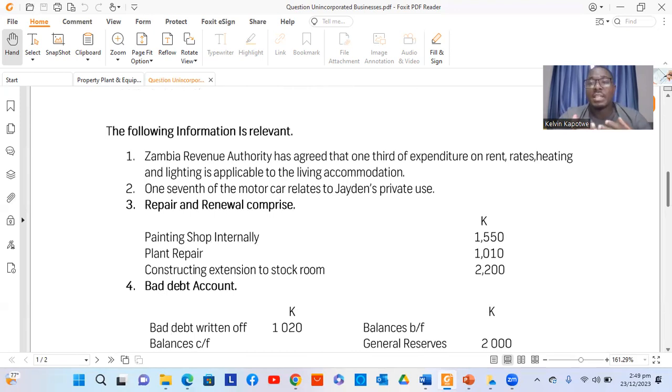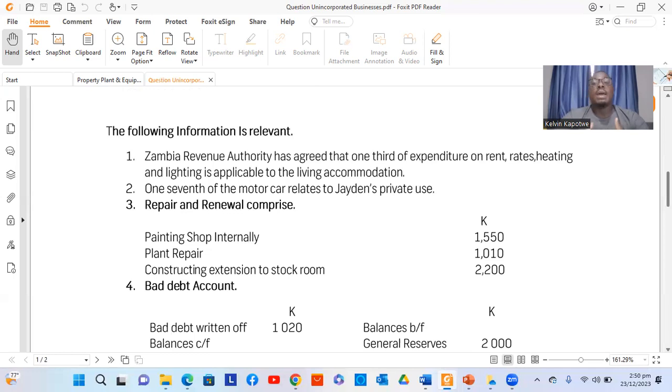So Jaden conducts business at a place where he also stays. So the shop is at the bottom, and then on top of the shop is where his house is. That's where he stays with his wife and children. So the expenses relating to rent, rates, heating, and lighting is applicable to the living accommodation. So it has been agreed that just 1/3 of it is applicable to living accommodation.